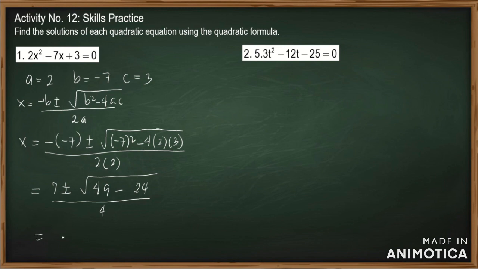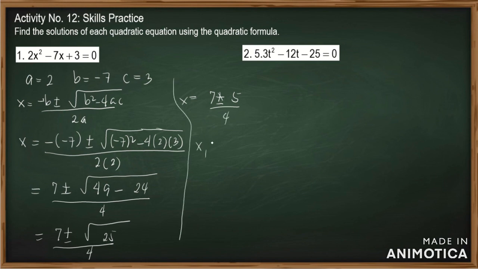Then we simplify the numbers inside the radical. So we have 7 plus minus. We have 49 minus 24 is equal to 25 over 4. Then let's continue here. So we have 7 plus minus the square root of 25, which is 5, over 4. So we have the first value of x is equal to 7 plus 5 over 4.